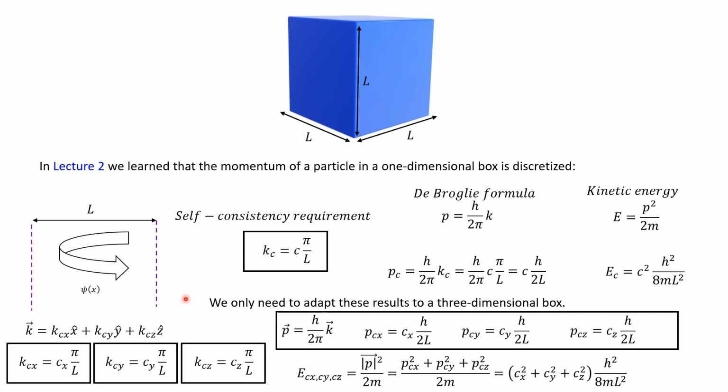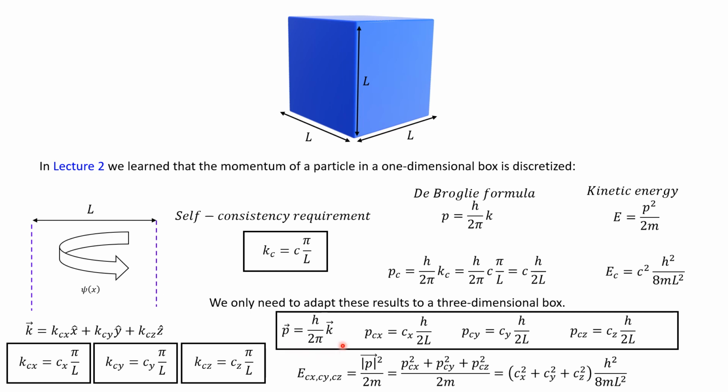So the wave number now becomes a wave vector, and we need to apply the self-consistency requirement to the three components of the wave vector independently. So Cx here is a natural number, Cy is a natural number, and Cz is a natural number. So these three expressions come from the application of the self-consistency requirement to each one of the components. And now the momentum is of course also a vector.